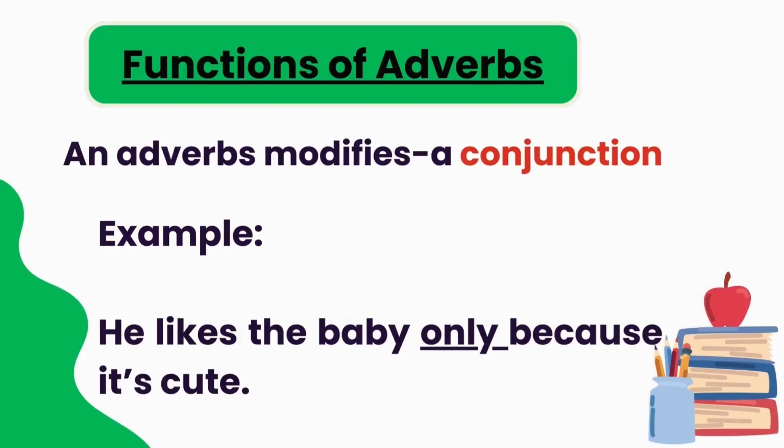It modifies a conjunction. Example, he likes the baby only because it's cute. When we say conjunction, it is a word that is used to connect clauses or sentences. So in this example, the adverb is the underlined word only, and the conjunction is the word because. Because is an example of a conjunction.